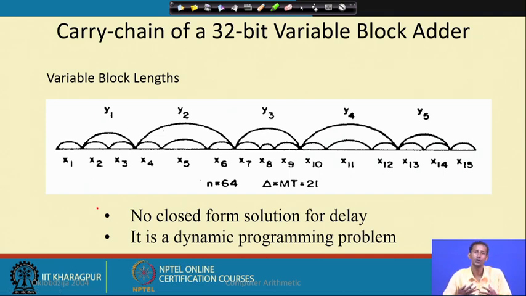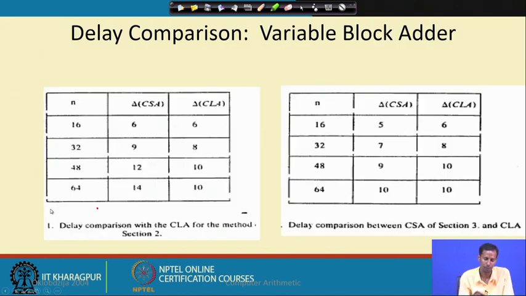we can take different combinations of groups, and we can find in which particular combination I am getting the minimum delay. So, we will consider that as the final one. Okay. So, that is why it is a dynamic programming problem.